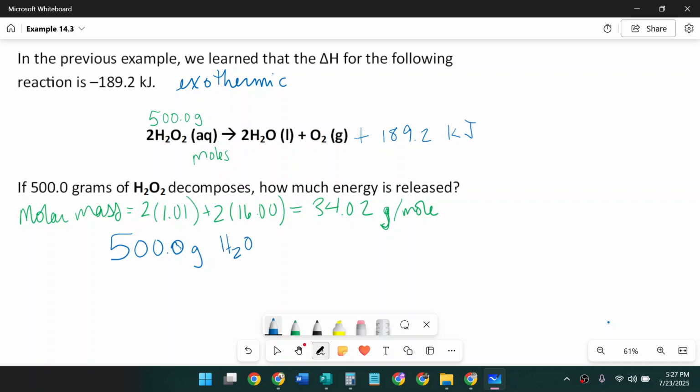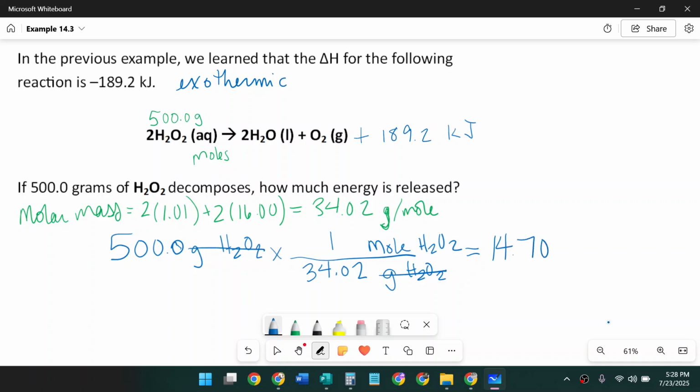So if we were given 500 grams of H2O2, we can take what we just found, just like we did in previous chapters. We want to get rid of grams. We want to change it to moles, and then we can use this conversion relationship. So there's 34.02 grams for every 1 mole. And then we can work through that. The grams is going to cancel. And what we're going to find out is that 500 grams is the same as 14.70 moles of H2O2. Sorry I didn't pull out the calculator for that, but I wanted to not spend forever doing this one.